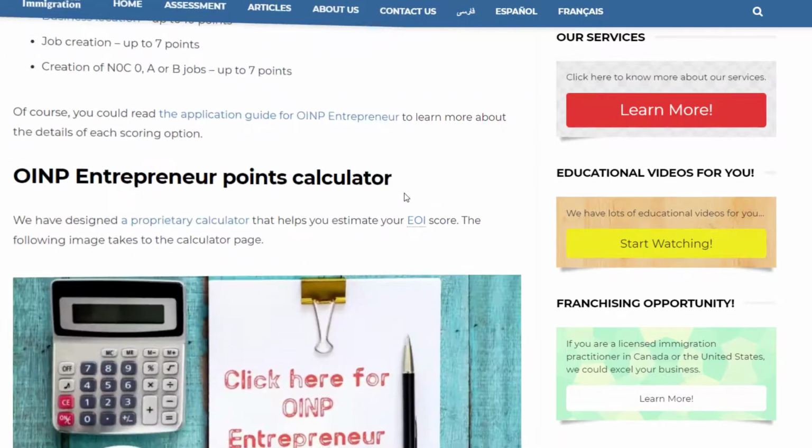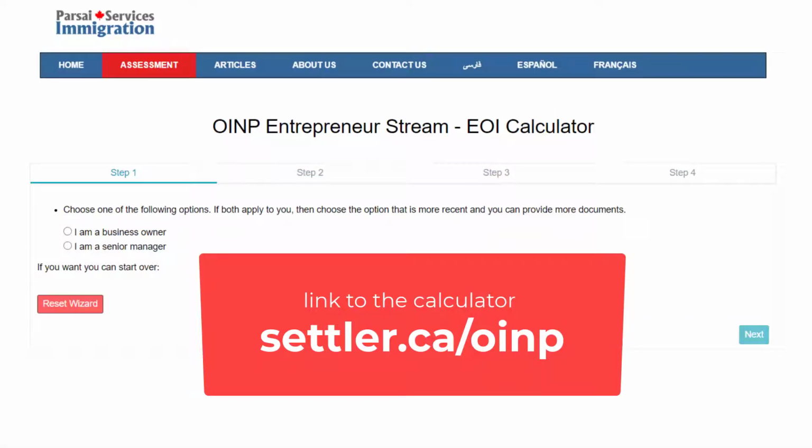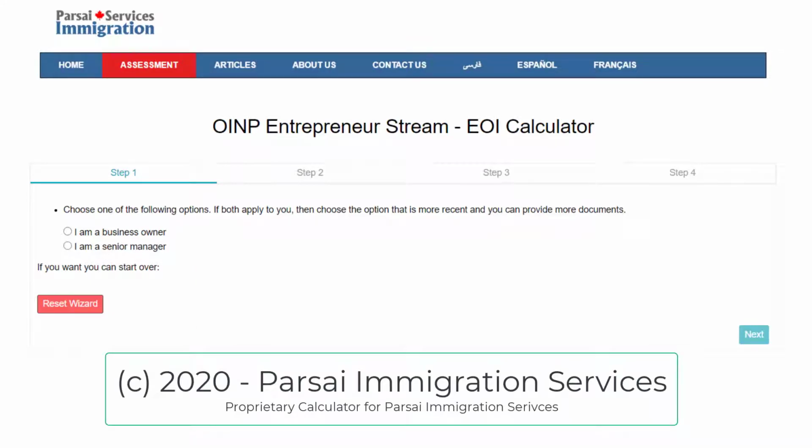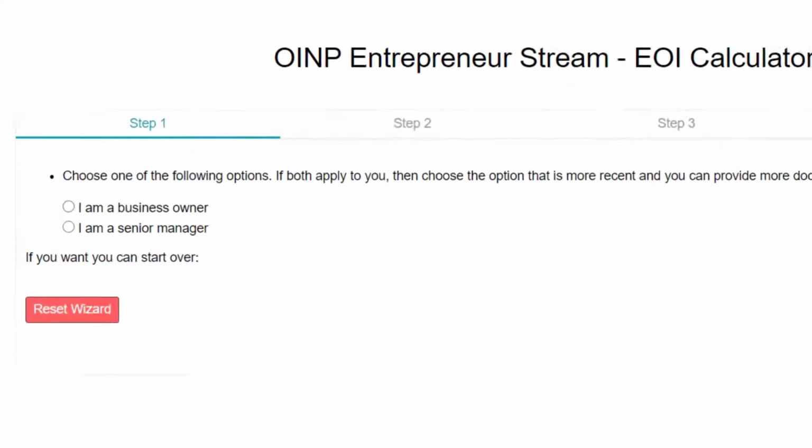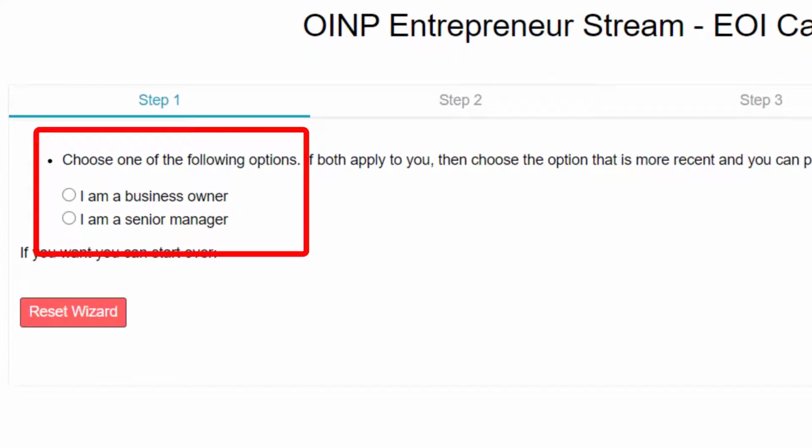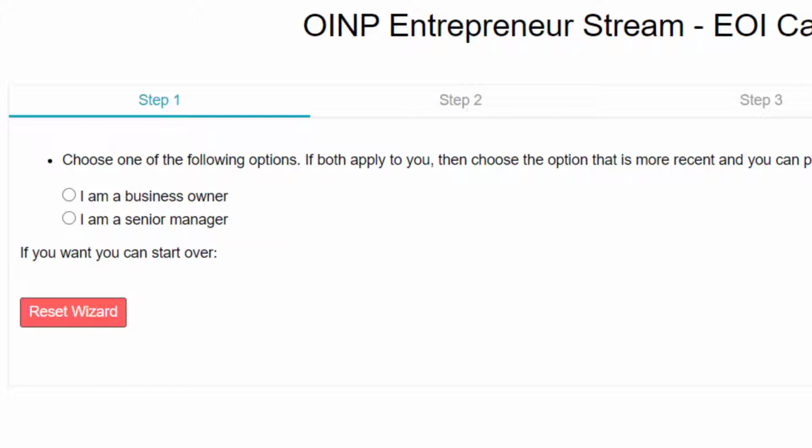But without further ado, let me show you the OINP Entrepreneur Stream EOI calculator, and that will better show you how to use this calculator to calculate your points. The first question is to choose one of the following options. If both apply to you, then choose the option that is more recent and for which you can provide more documents. In other words, you cannot apply as both a business owner and a senior manager. You need to pick one of these, and obviously you pick the one for which you can present better documents, and of course, also the more recent one.